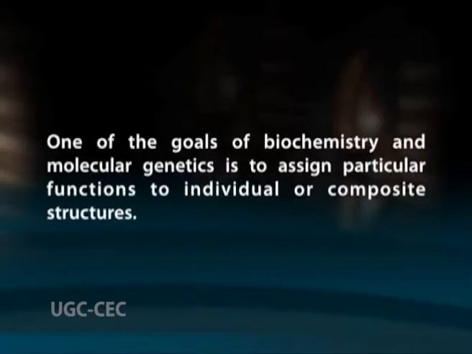A full understanding of a gene or the entire set of genes in a genome requires that they be isolated and then studied intensively. Once a gene is isolated, one can determine both its biochemical structure and its function in an organism. One of the goals of biochemistry and molecular genetics is to assign particular functions to individual or composite structures. The development of rDNA or recombinant DNA technology, or molecular cloning, enabled researchers to isolate any gene from any organism from which one could isolate intact DNA or RNA.